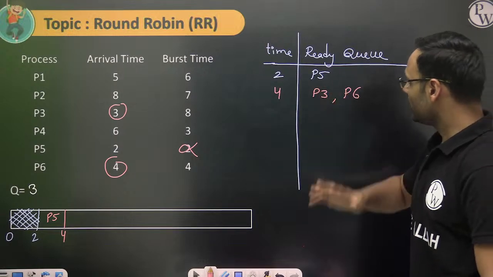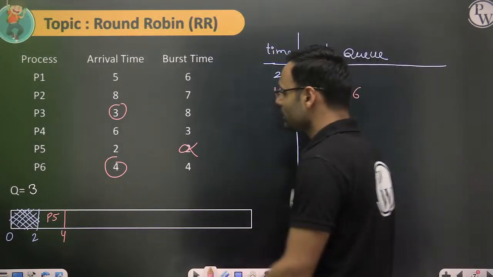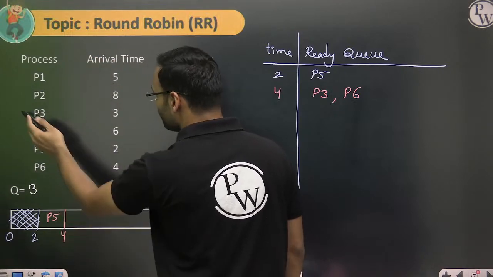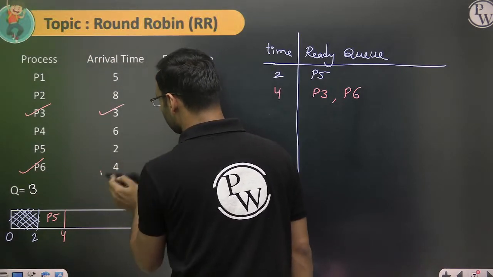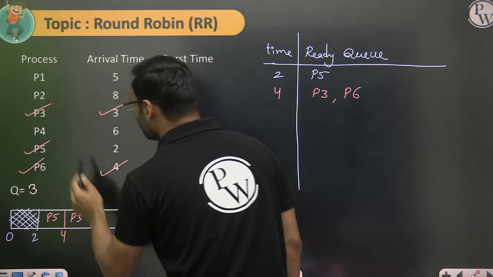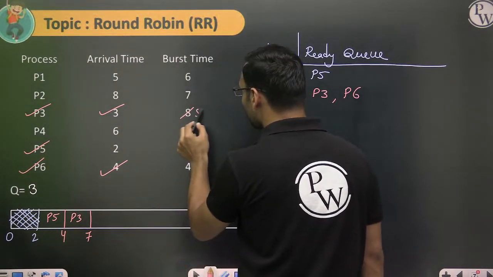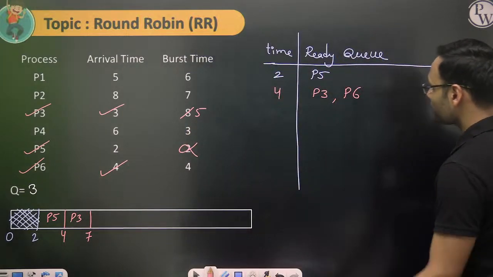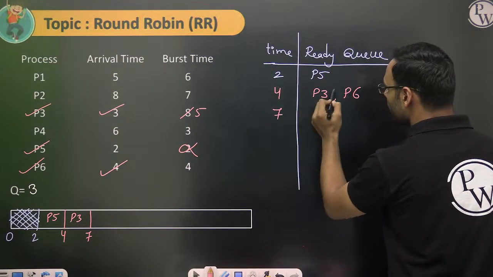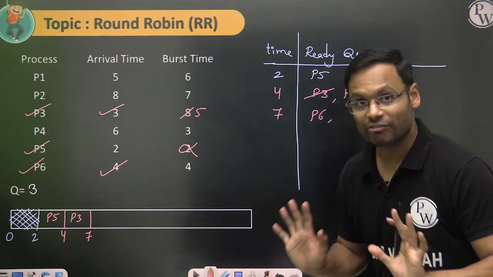First process P3. P5 of course completed, so I am not adding it at the end. It is done. Okay. Now P3 arrived, P6 arrived. Fine, P5 completed. Now next is P3. P3 we will run for 3 units of time up to 7. Remaining is 5. And till 7, when P3 is running, removed from the queue, P6 was the only process waiting.